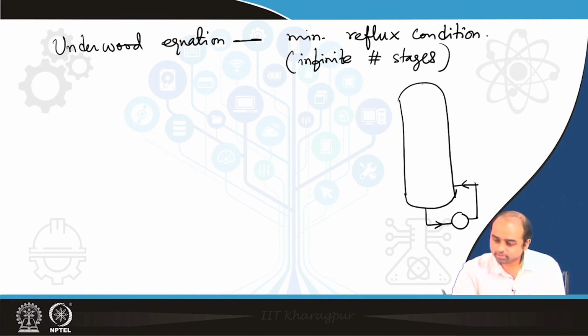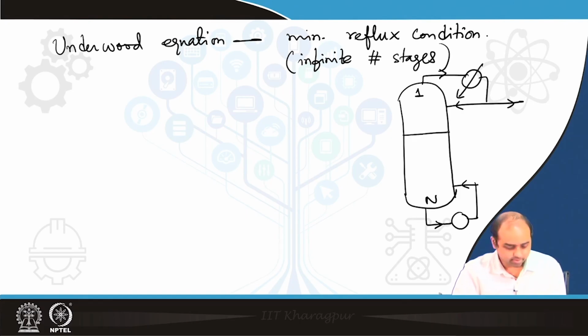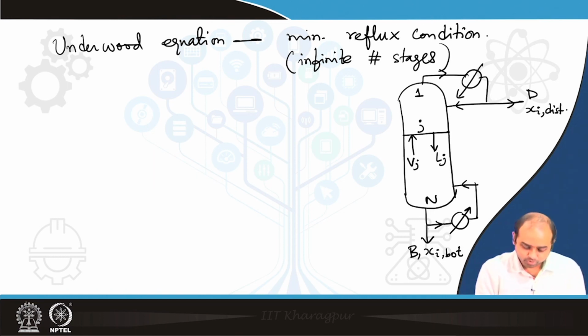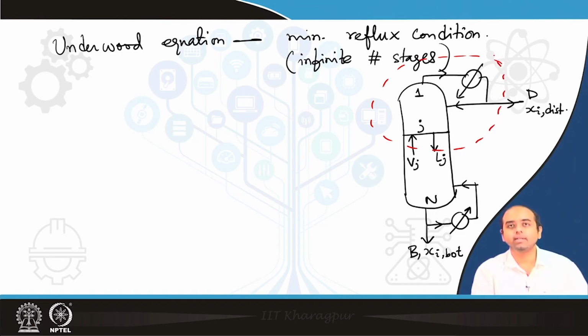Right. So, always we have a total reboiler, and here, right. So, this is stage 1, this is stage n, let us say an arbitrary stage j. So, the vapor that is coming in is Vj, and let us call this Lj, okay, and this is D and xi distillate. The bottom part, if you are taking out anything from the bottom, we can call this B, xi bottom. Okay. So, let us try to do a mass balance in the enriching part.